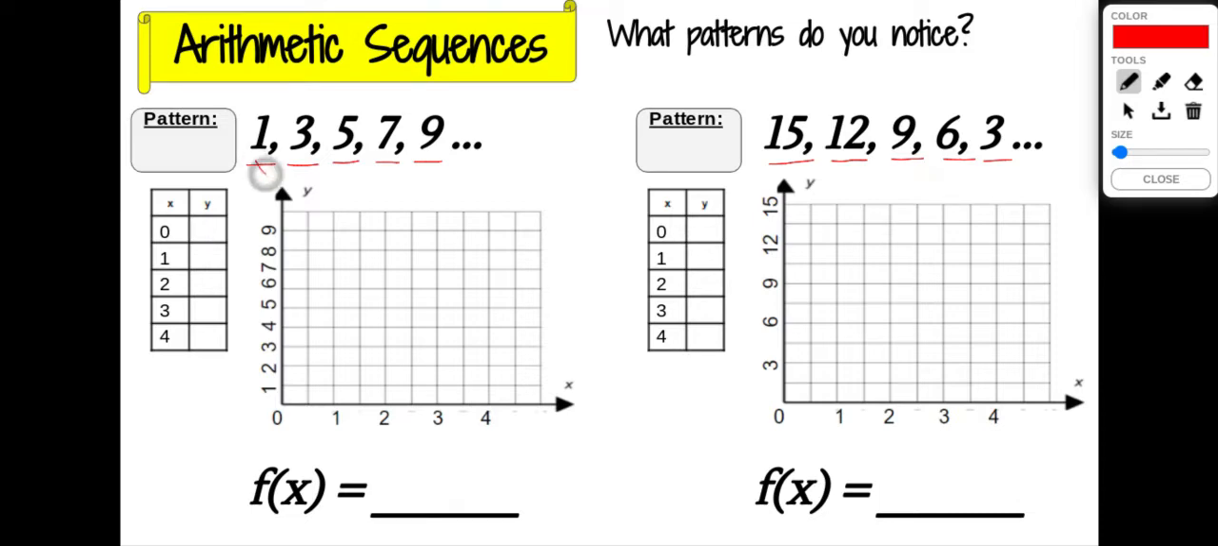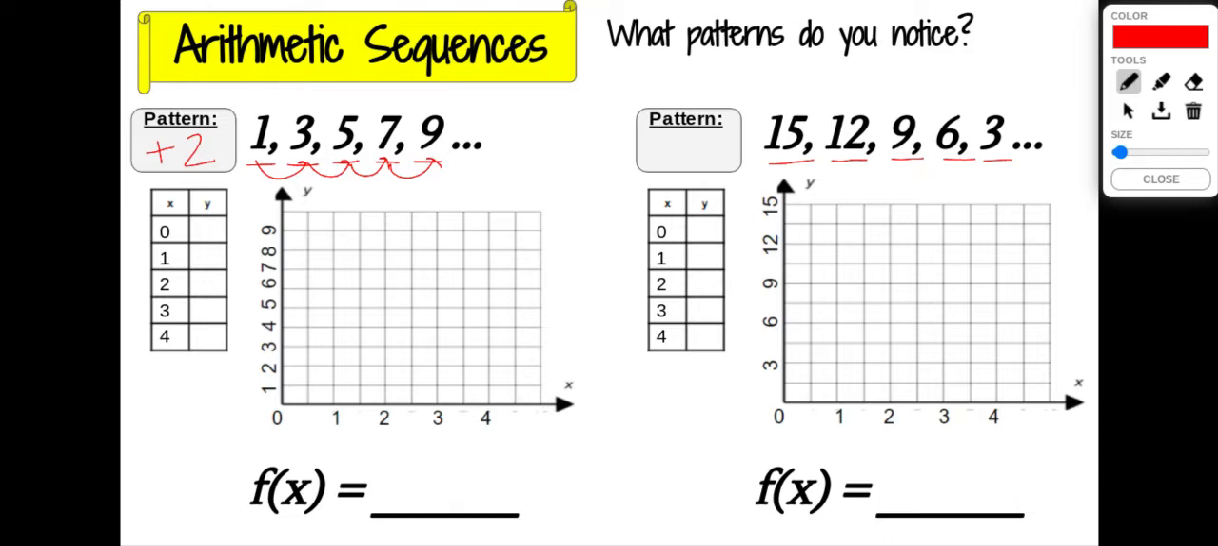So looking at the numbers, what pattern do you see happening here to get to the next number? You're probably thinking it's plus 2, plus 2, plus 2. Repeated addition. Absolutely. Arithmetic sequences can form a repeated addition pattern in the numbers. So what we're going to do here is take this sequence of numbers and put it into a table so we can graph it and see what the graph looks like.